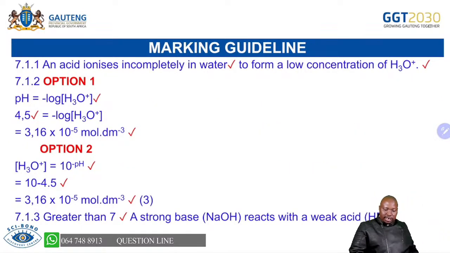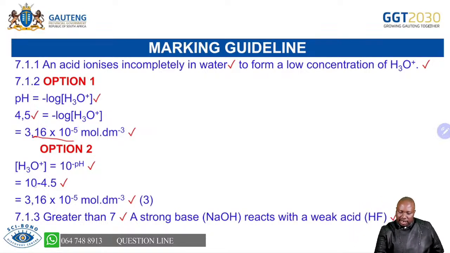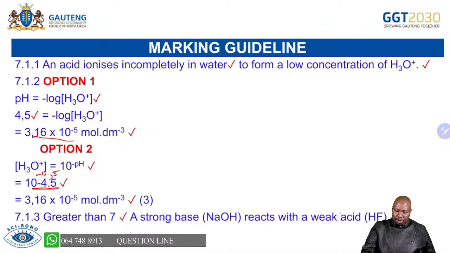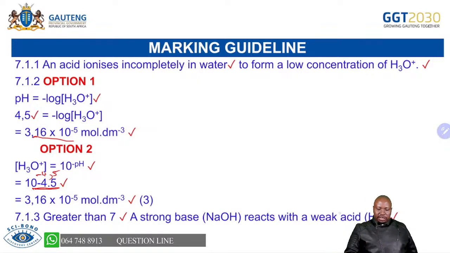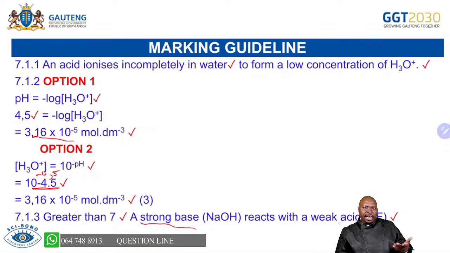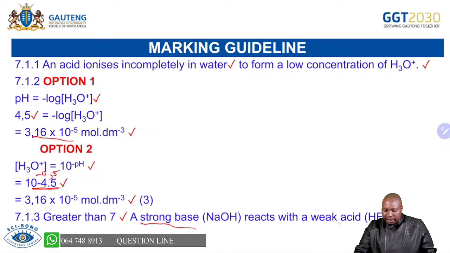So we calculated our pH. We had 2 options there. You just write our formula, then 4,5, then you use the antilog there. You get that 3,16 times 10 to the power of minus 5, or you can just say 10 to the power of minus 4,5. It's at the top here, minus 4,5, and then it gives you 3,16 times 10 to the power of minus 5 moles per cubic decimeter. Then you go to 3 marks, and we're saying now the pH will be greater than, because it's a strong base reacting with a weak acid. Just look at the marks that you are able to collect.